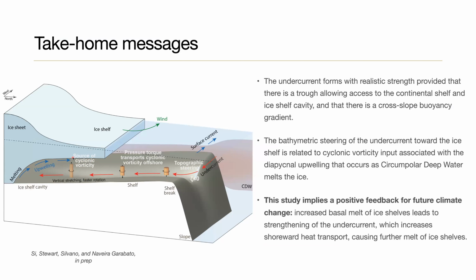This study implies a positive feedback for future climate change. Increased basal melt of ice shelves leads to a strengthening of the undercurrent, which increases shoreward heat transport, causing further melt of ice shelves.